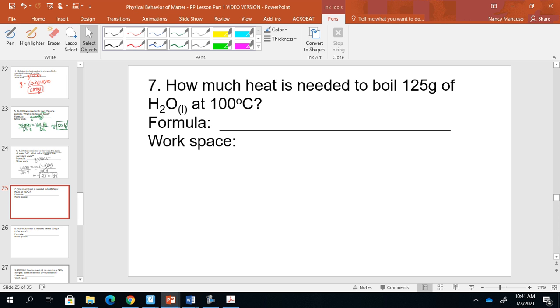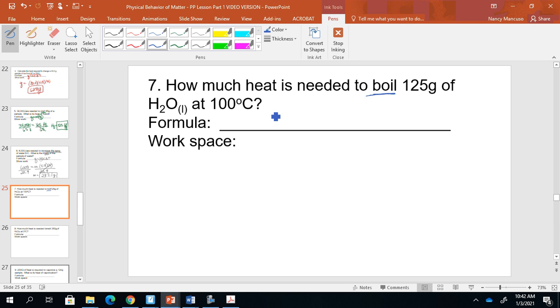All right. Next one. How much heat is needed to boil 125 grams of water at 100 degrees Celsius? This is a great point for you to start pausing me. When you pause me, go do the work and then make sure you did it right.